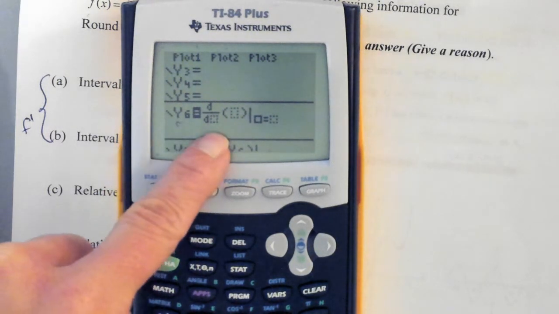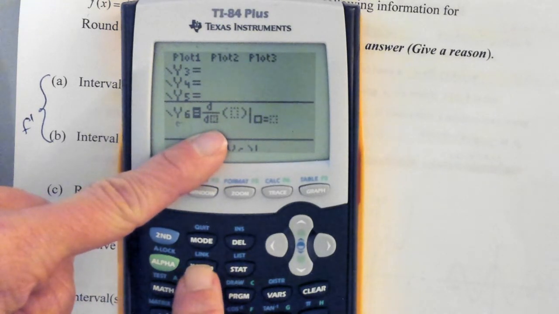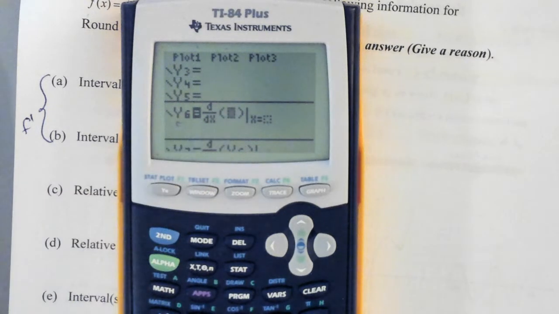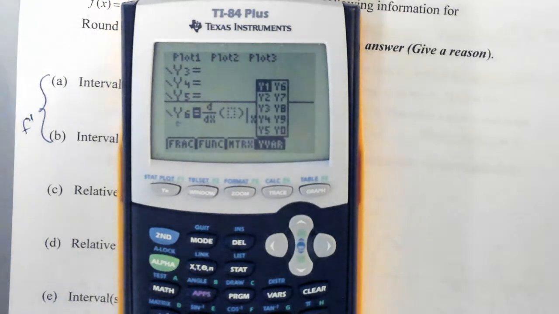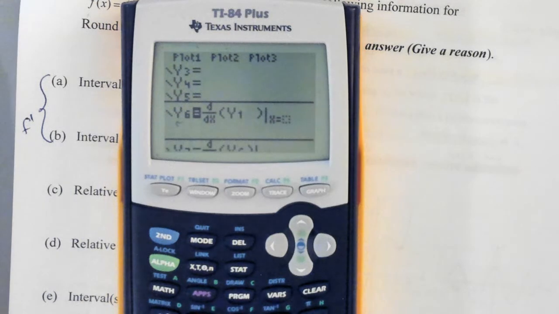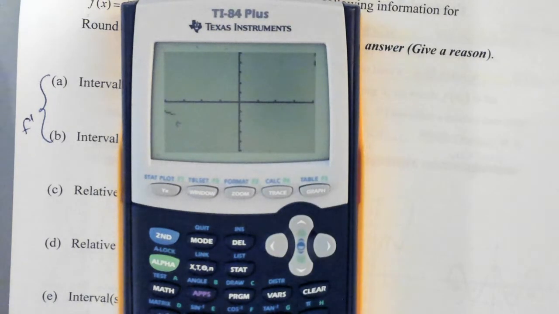We want the derivative with respect to which variable? Yep, with respect to x. And where is our function? Where do we typically put it? In y sub 1. So you're going to go into alpha trace. There's all my y's. So I'm grabbing y sub 1. And what do I want x to equal? X. So what that'll give me is any x value, so it's just general. Now this is highlighted. We have our window set. This is going to take longer to graph, but we're going to hit graph.